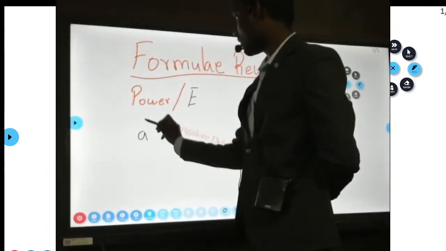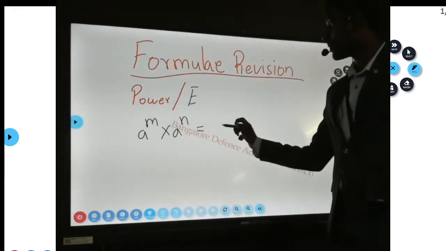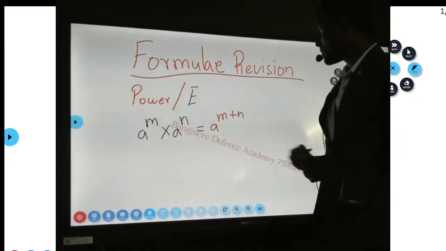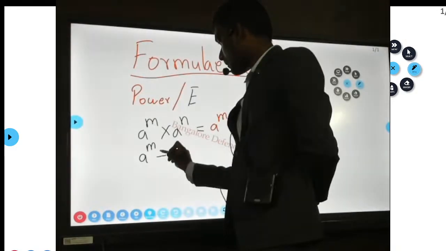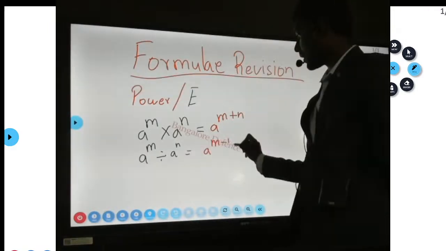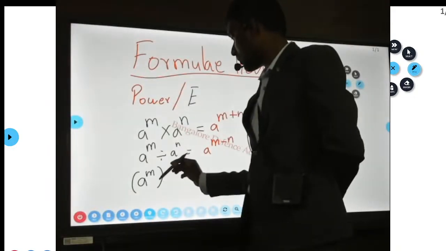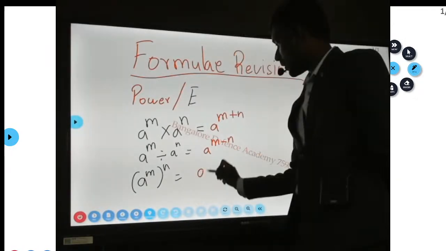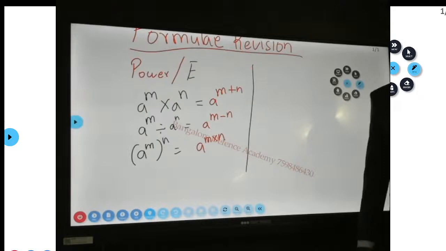Write down the formula for a to the power of m into a to the power of n is equal to how much? Even if you know it's a to the power of m plus n. Next, a to the power of m divided by a to the power of n is equal to a to the power of m minus n. Next, a to the power of m bracket to the power of n. This will be equal to a to the power of m into n.